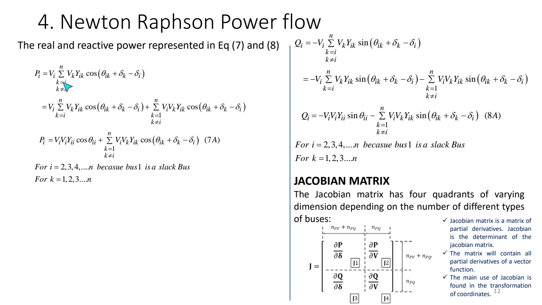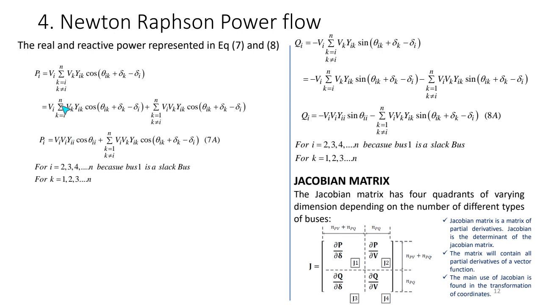Can you see your equation 7, which is represented by Pi, but the only thing is, in the summation form, I wrote k equal to i and k not equal to i. So I'm just splitting this equation into two terms. The first term here is k equal to i, and the second term here is k not equal to i, where k is equal to 1.